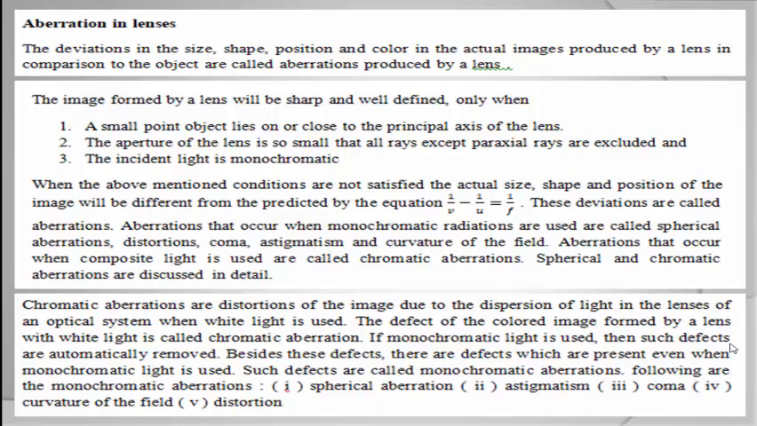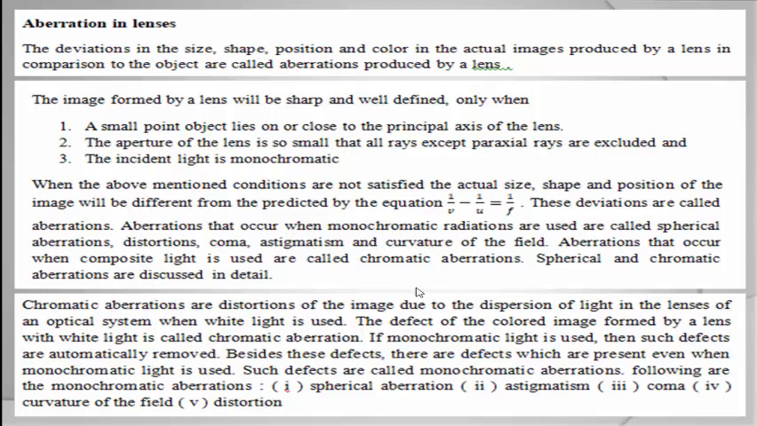be different from that predicted by the lens formula, that is 1/v - 1/u = 1/f. These deviations are called aberrations. Aberrations that occur when monochromatic radiations are used are called spherical aberrations, distortion, coma, astigmatism and curvature of the field.